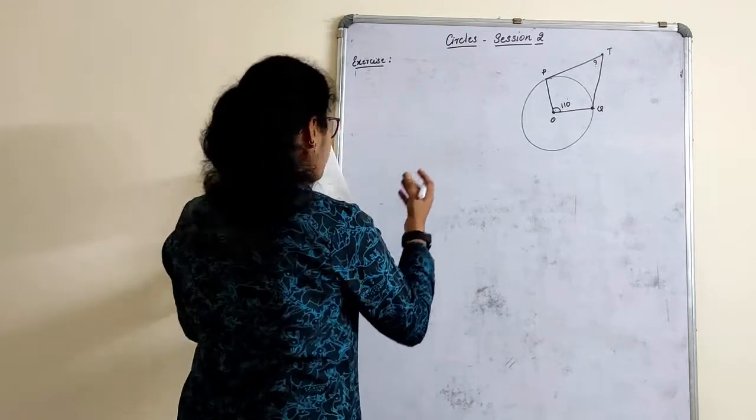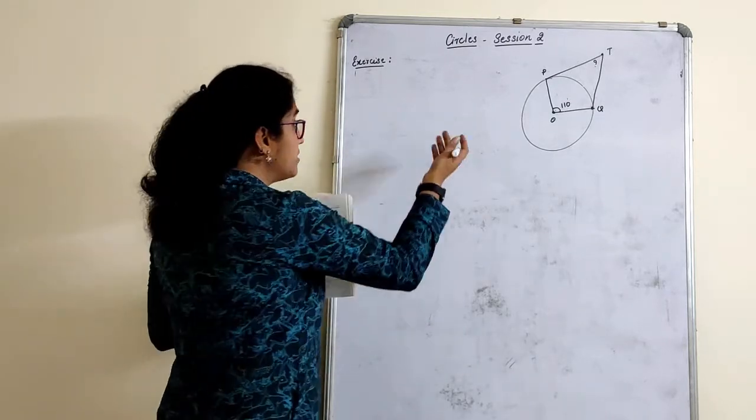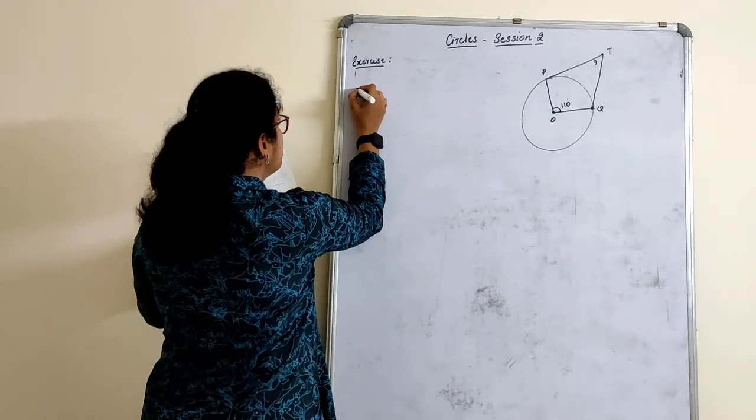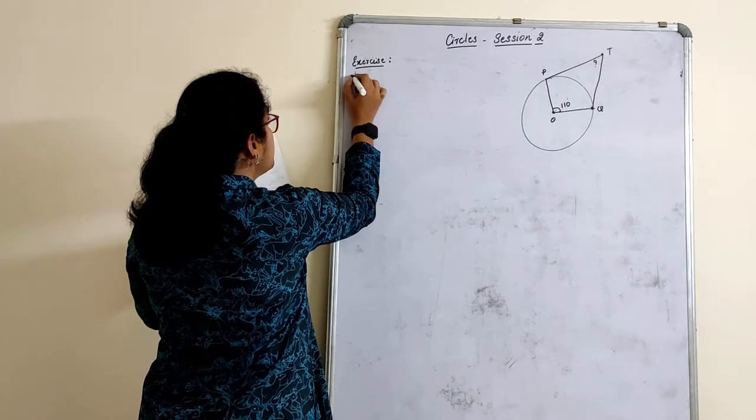So here when you have MCQs, of course, you can mark it. I just solve and tell you that here O is the center of the circle.